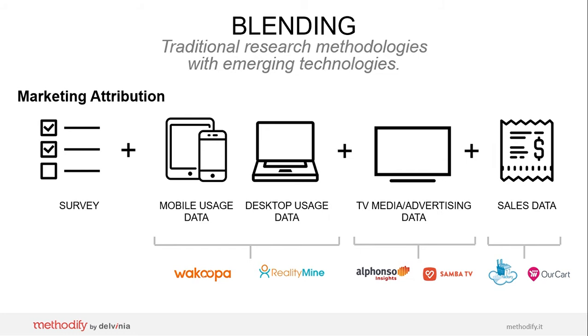In this example, we've done this for a couple of companies. We've used different technologies to solve for those problems. So whether it's Wakoopa or Reality Mine for the passive, Alphonso and Samba for things like tracking TV, or CloudFactory and Ourcart for receipt capture, essentially what you can do is track what people have seen online, what they've seen on TV, and if they bought something. So you can track end-to-end what they've done.